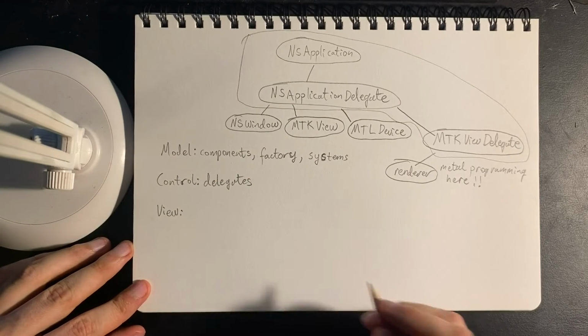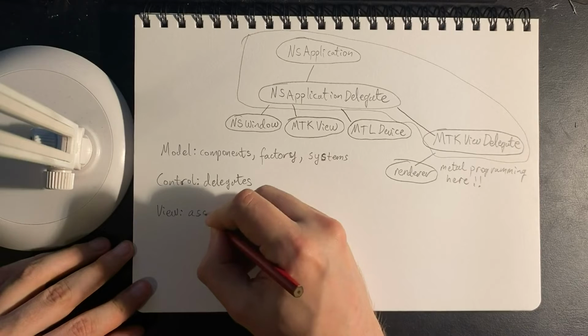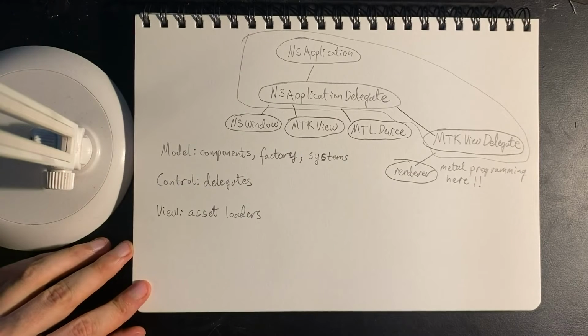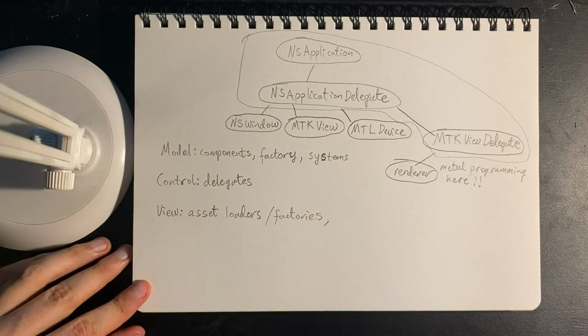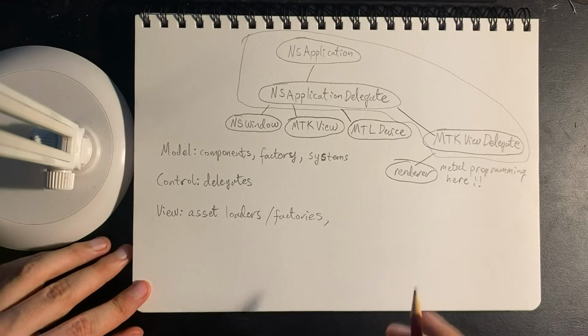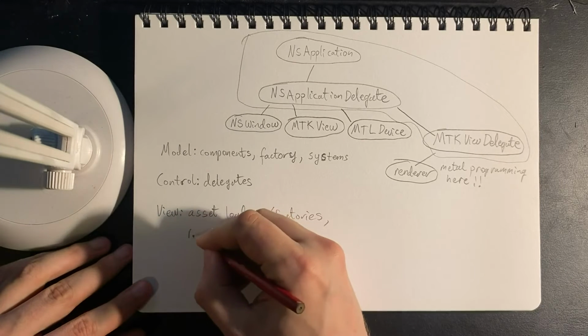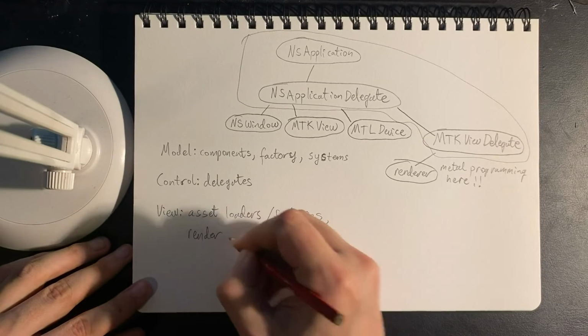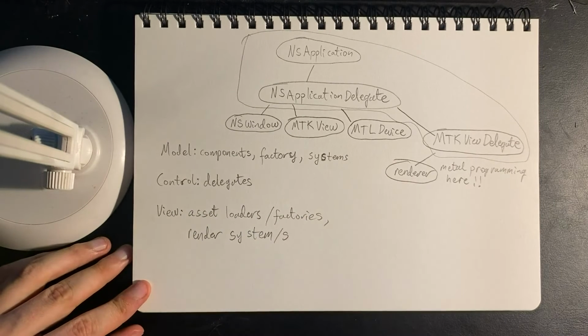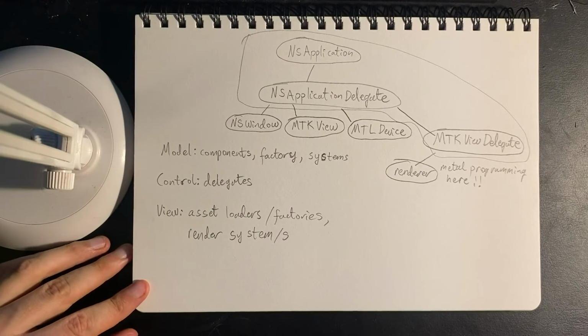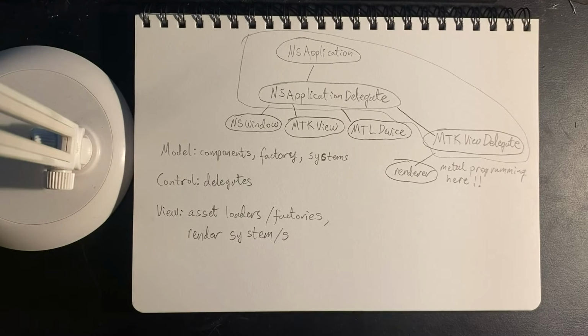And for the view, we will have some various asset loaders and factories to load various things, load in shaders, I guess, load in models, textures, all that stuff, anything really needed by the renderer. And then we might have some rendering system, or possibly a number of systems if we're doing multi-pass rendering or something like that. That's the basic overview, sort of where we're going.